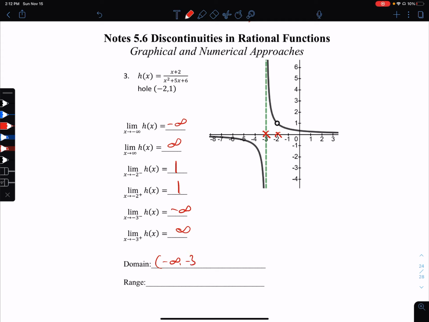The domain is everything but the x values of the vertical asymptote and the hole. And when I say hole, I mean the x value of the hole. So we're skipping over negative 3. We're skipping over negative 2. We're including everything else. The range is everything but the horizontal asymptote, which is at 0, and the y value of the hole, which is at 1. So it's going to go negative infinity to 0, skips over 0 and goes to 1, skips over 1 and goes to infinity.